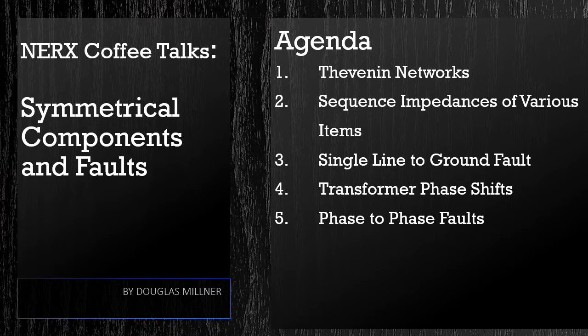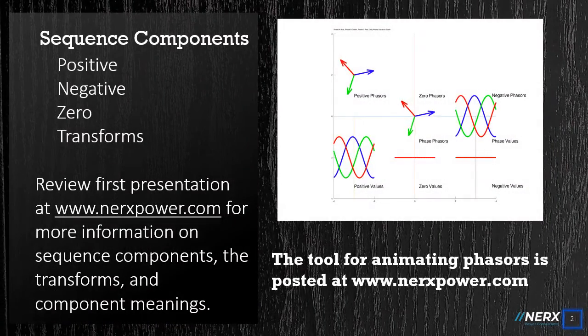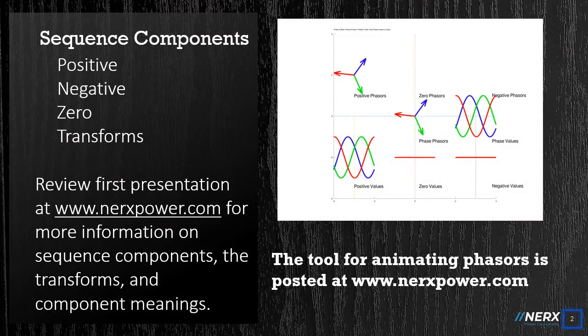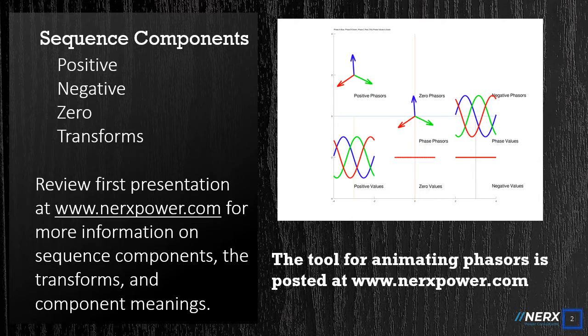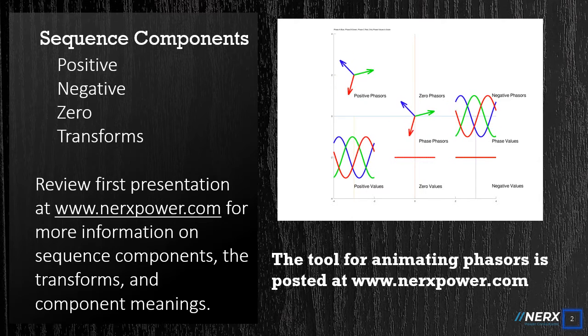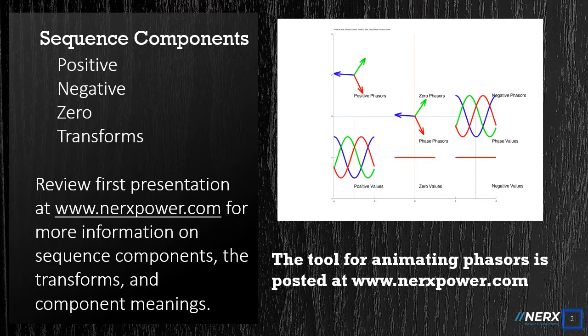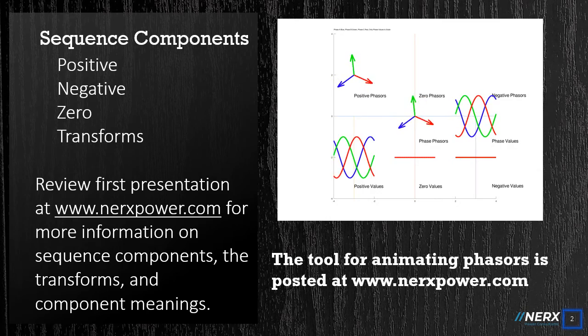Today's agenda will be to cover Thevenin networks, sequence impedances of common items, single line-to-ground faults, transformer phase shifts, and phase-to-phase faults. For more information regarding the sequence components and their transforms, visit www.nercspower.com for a short coffee talk covering this.